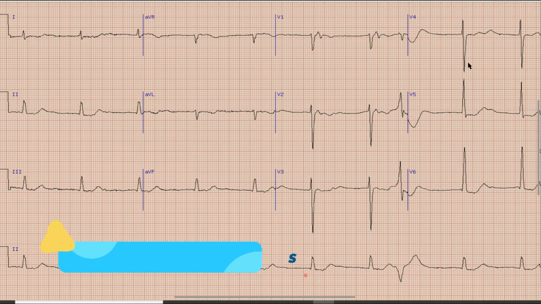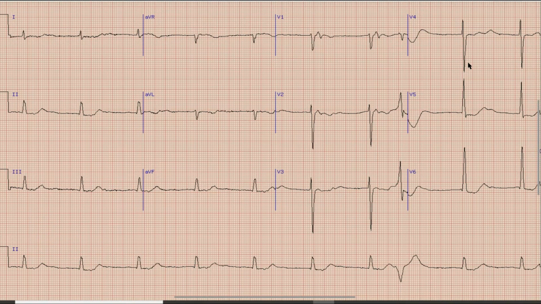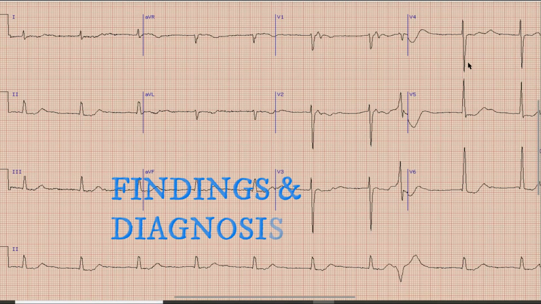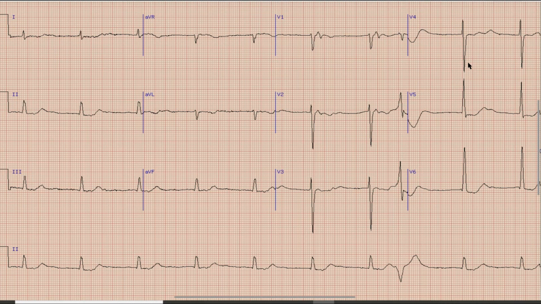This is the ECG which we will be discussing today. But as usual, before starting the discussion on ECG, I would like you all to pause your video, note down the findings and diagnosis with yourself, and at the end of the video, compare your findings with what was discussed in this ECG.